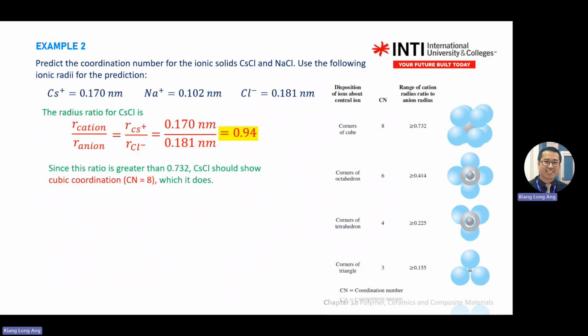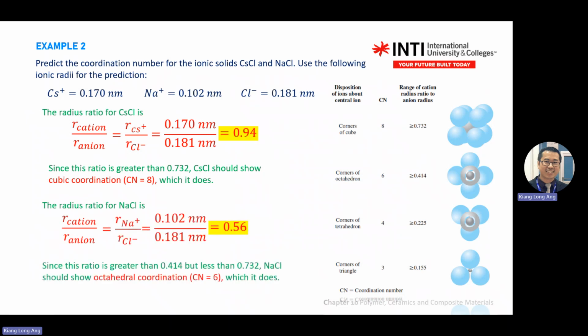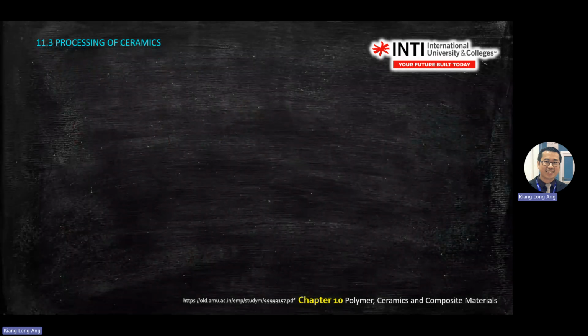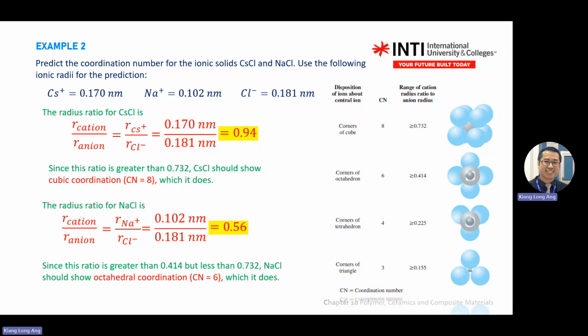Okay, so you do the same for the second one, NaCl. You press the calculator, you get a number. So 0.56 is within here, but it's more than 0.41, which is 6. So this is a very easy to score kind of question for Test 2. Only need to memorize these 4 numbers. Then you do the ratio, then you tell me what the coordination number is. Don't mess up the cation and anion.